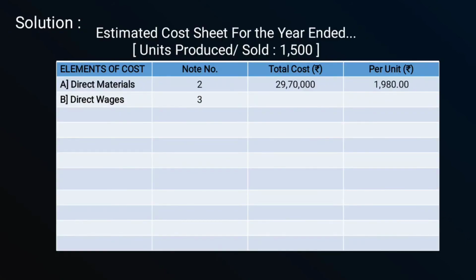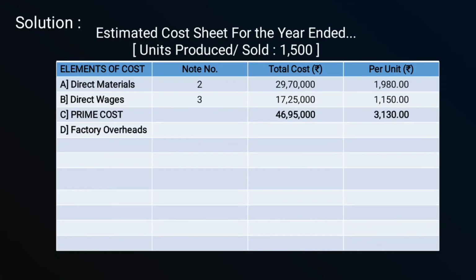So we'll record it. Note number 3, total cost amount is 17,25,000 and cost per unit will be rupees 1,150 per unit. Part C, prime cost. So the total prime cost amount will be rupees 46,95,000. Cost per unit will be rupees 3,130 per unit.